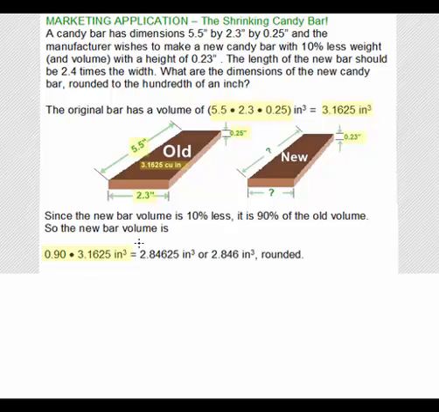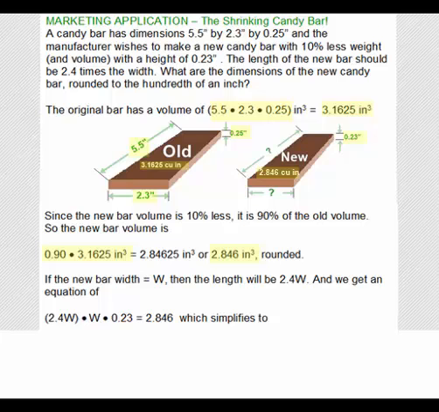When we do that, we get 2.84625 cubic inches, or I'm just going to round it to 2.846 cubic inches. And I can now put that value in as the volume of the new candy bar in my sketch, and we can get an equation from this now.